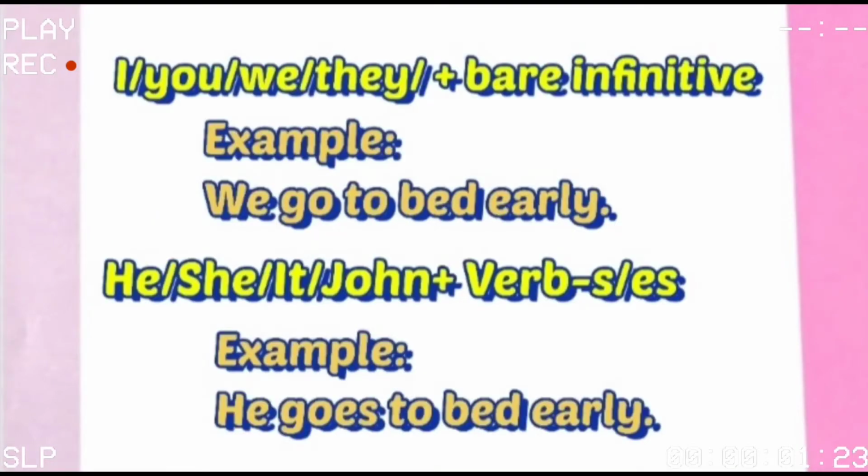How to form the present simple? I, you, we, they plus bare infinitive. For example, we go to bed early. When the subject is singular or a singular pronoun is used, the verb in the simple present tense takes s or es. For example, he goes to bed early.